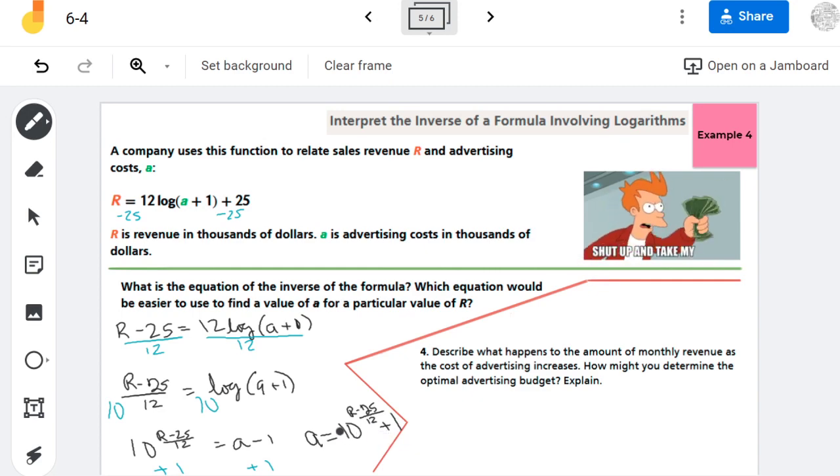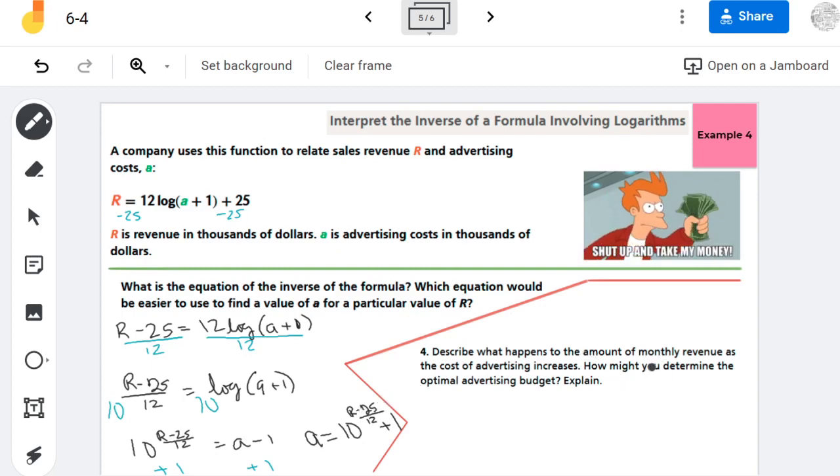So what's happening here is as the r is increasing, this exponent is increasing. So therefore the value on this left hand side is becoming larger, and on this right hand side is becoming larger. Because a is equal to that, a is also increasing. So as the revenue increases, the ad money increases. As the ad money increases, the revenue increases.